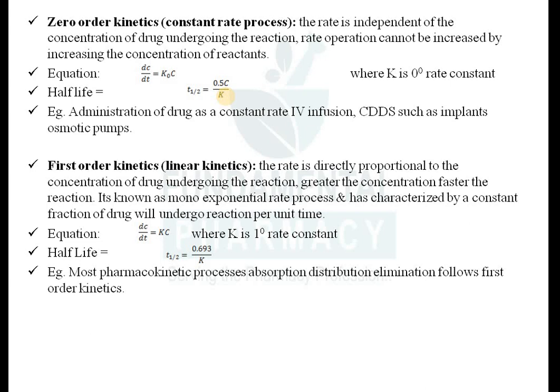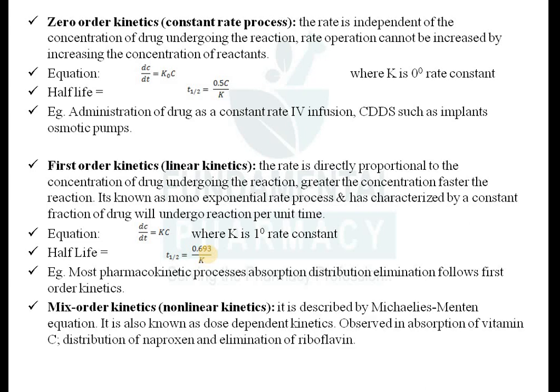Then again, what is the equation? dC/dt is equal to kC, so k is the rate constant, and what is half life? Half life is nothing but 0.693 divided by k. Most of the pharmacokinetic processes, absorption, distribution, metabolism, and elimination, follow first order kinetics or linear kinetics. Only non-linear kinetics are followed by controlled implants and other formulations.